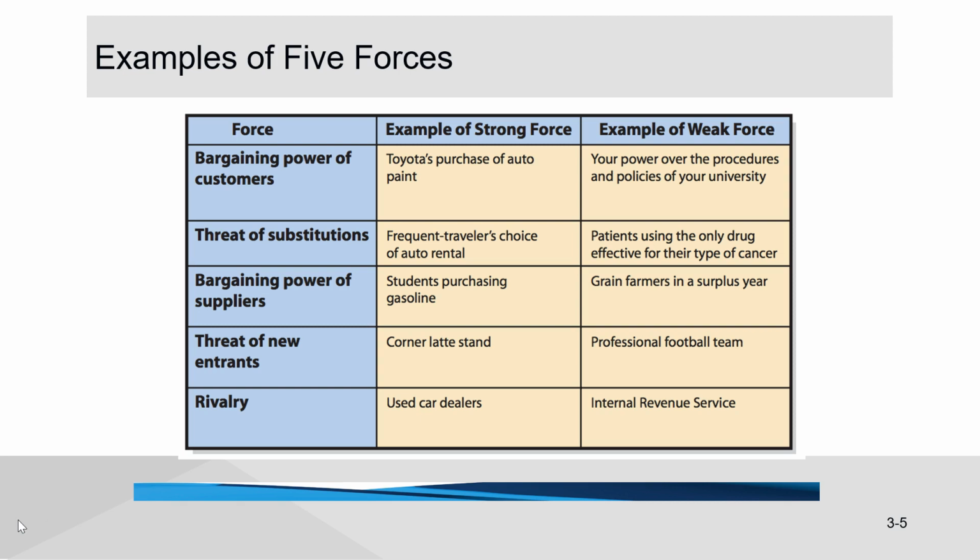What about grain farmers in a surplus year? Well, this is an example of a weak force of the bargaining power of suppliers, kind of like our farmers market example, but this one's even more extreme. In a surplus, there's more supply of grain than people even want, so it's hard to push this extra grain and clear out the market in that surplus year. So even a low price will not be enough to clear out the market. So those grain suppliers, unfortunately, have a pretty weak bargaining power.